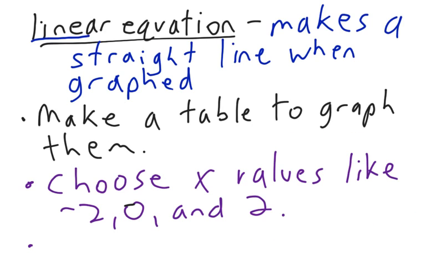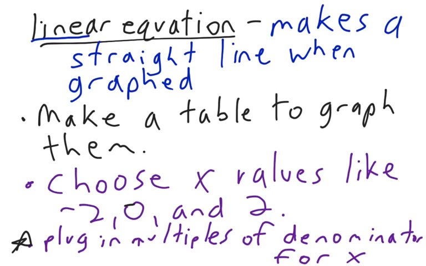We're going to choose x values like -2, 0, and 2. Those are just suggestions, but those are spaced apart to help us see what our graph is looking like. And finally, if you have a fraction next to a variable, then you want to plug in multiples of the denominator for x. The reason I say that is so you can have an easy answer to work with, or an integer value for your y. So that's only when you have fractions.